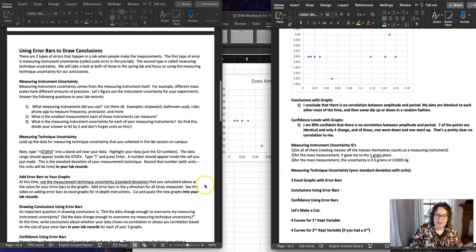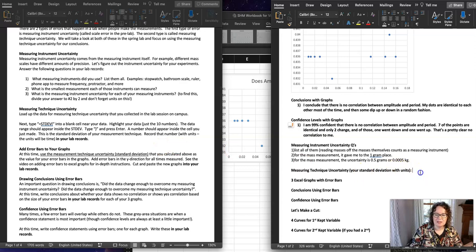All right, next is the measuring technique uncertainty. So we just talked about instrument uncertainty, now we talk about technique. You took the data for the technique uncertainty in class already, and so all you want to do right now is enter your standard deviation, follow these instructions in Excel, enter that standard deviation, and don't forget the units. Okay, and go ahead, get that standard deviation and enter it into your lab records at this time, and I'll see you when you're done.